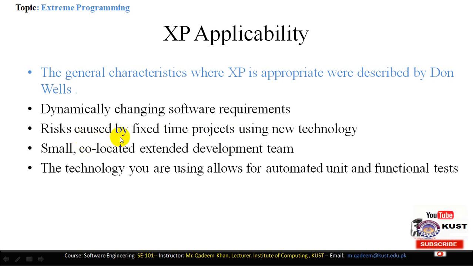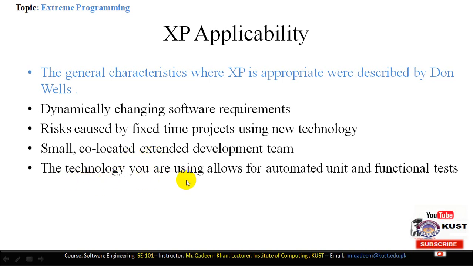So the XP model is better here because the XP model utilizes the object-oriented paradigm, which is in fact a new technology, and the object-oriented paradigm is in fact supported by Java and C Sharp. So that's why there are no chances for the failure of the project. Similar small co-located extended development teams, we can use the XP model. Small and co-located means located in one organization, but the team is extended, which means the team has a lot of skills and the development team is very professional. So then the XP model is better.